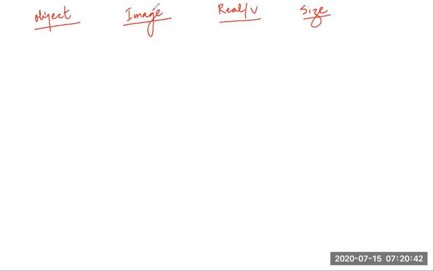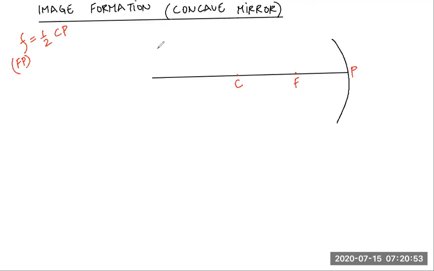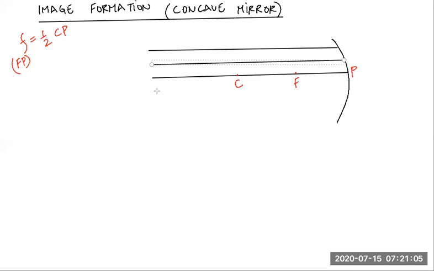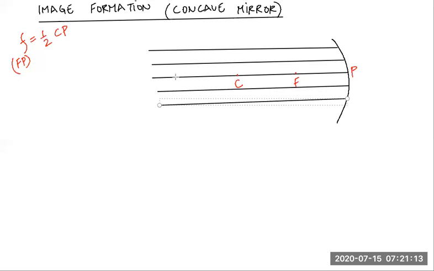The first and the foremost condition is the object is at infinity. When the object is at infinity, students, the rays from the object will come parallel to the principal axis. These are the incident rays. There will be so many incident rays which are falling on the concave mirror when the object is at infinity. Now students, these black colored lines 1, 2, 3, 4 are the incident rays.